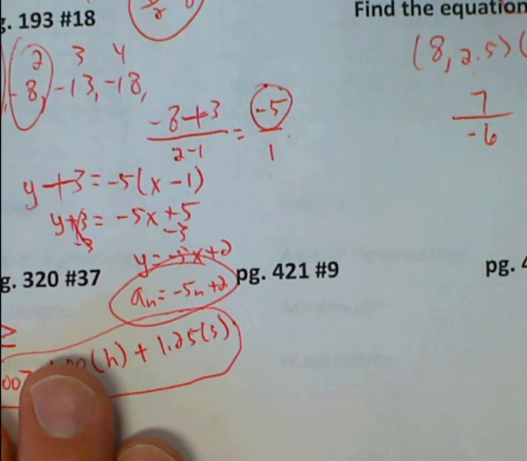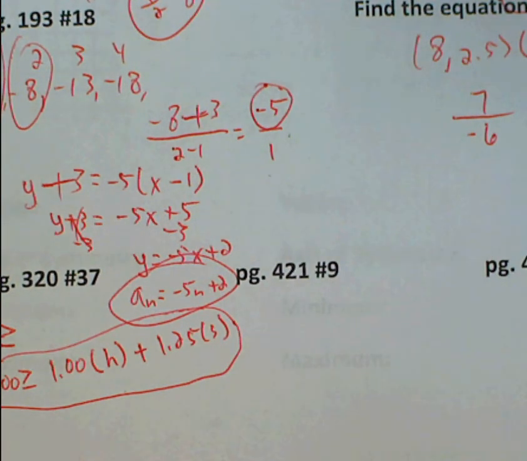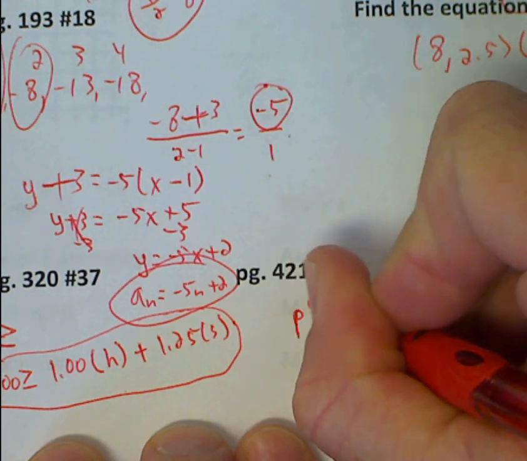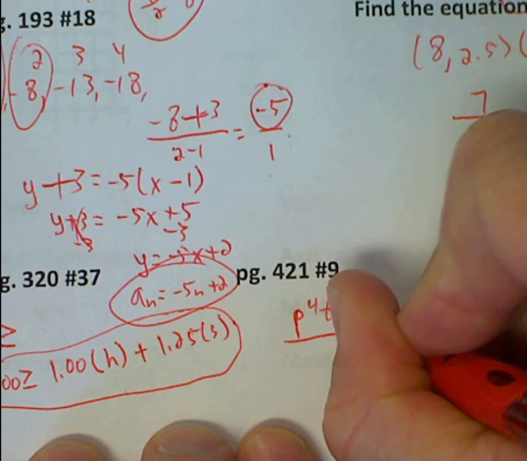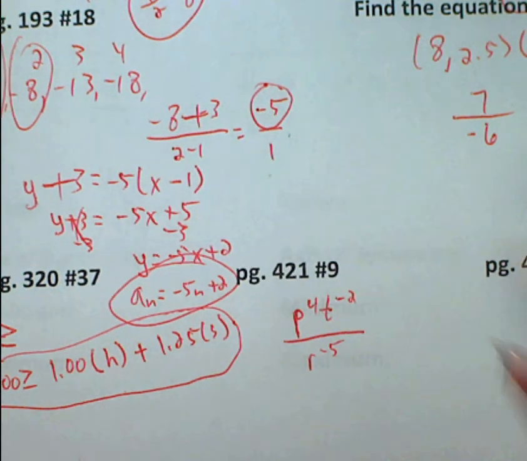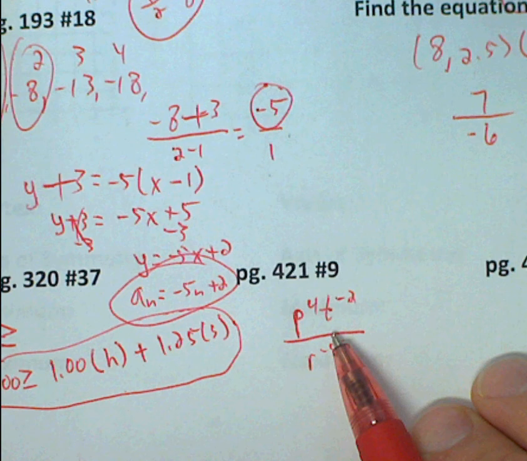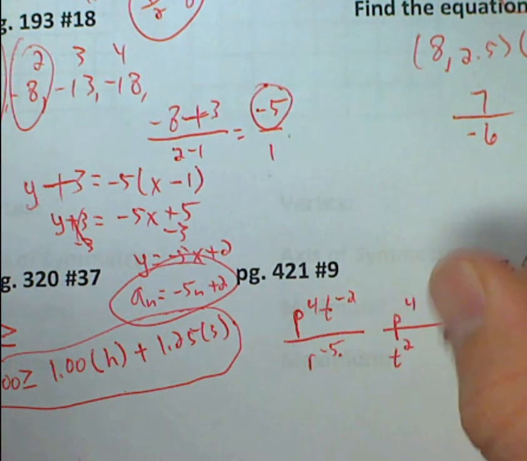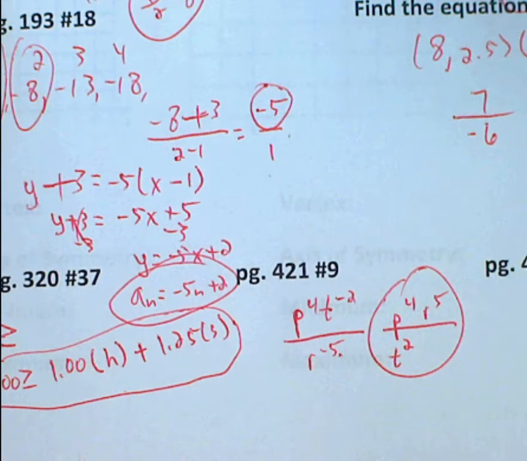Page 421, number 9. Number 9 gives us p to the 4, t to the negative 2, over r to the negative 5. They want us to simplify. We're still not the best at this, so that's why we're going to keep practicing. So if I have negative exponents, I change my level. So p to the 4 stays, t squared goes on the bottom, r to the 5 goes on top, and we're done.